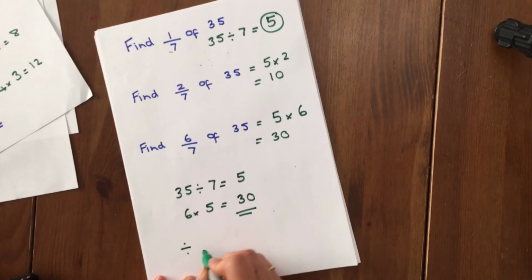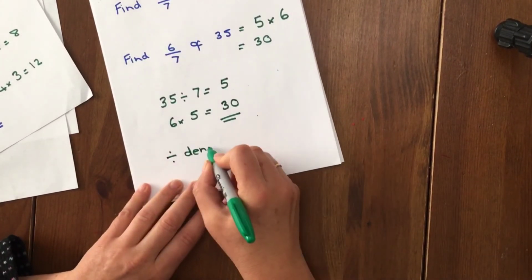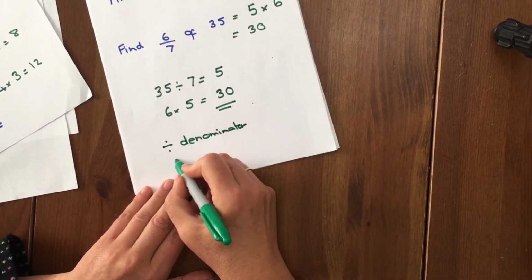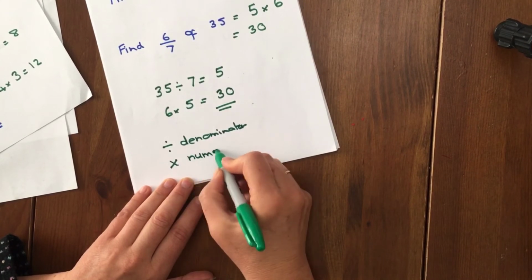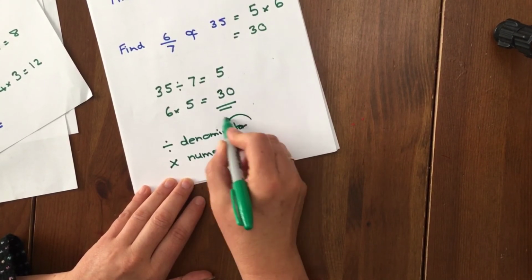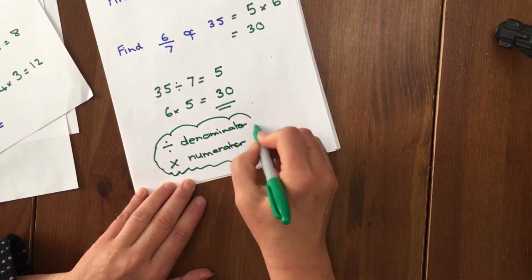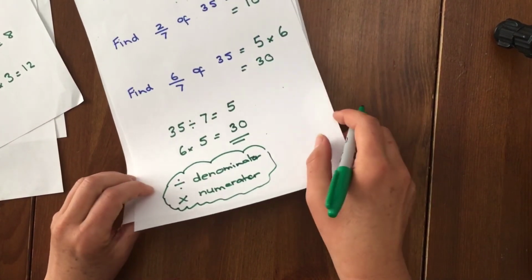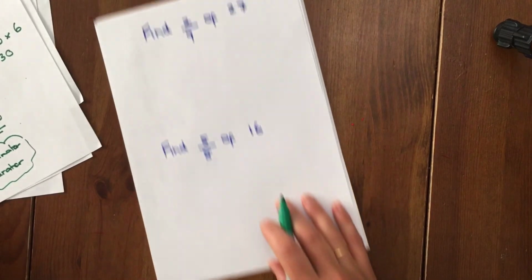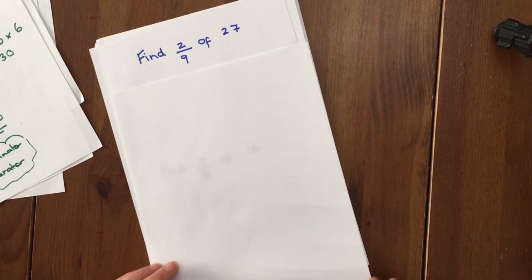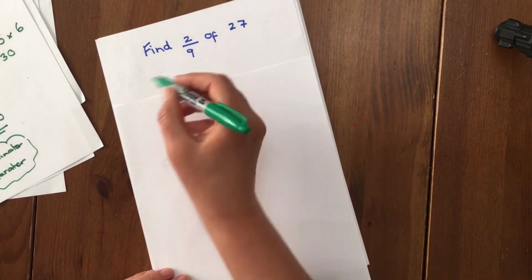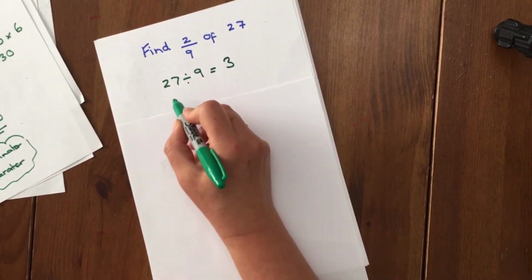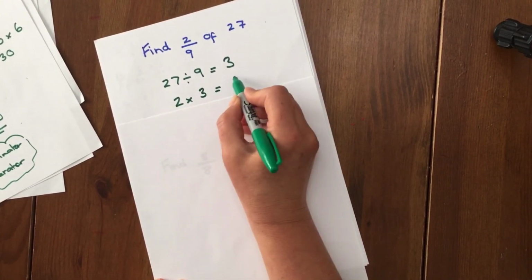Write that down. Divide by denominator. Sorry if you couldn't see that last bit. Divide by the denominator and times by the numerator. So that's your key for finding any fraction of an amount. So let's just do a couple more of those together. Okay, let's do this one here. Find 2/9 of 27. So I divide by the denominator to get 1/9, and I times by the numerator to get 2/9.